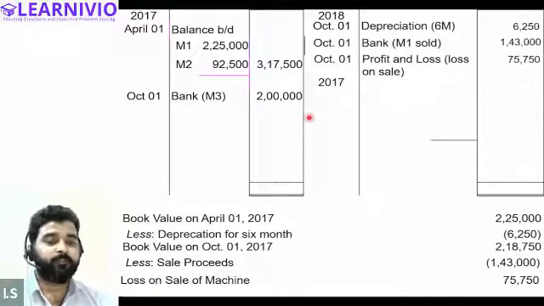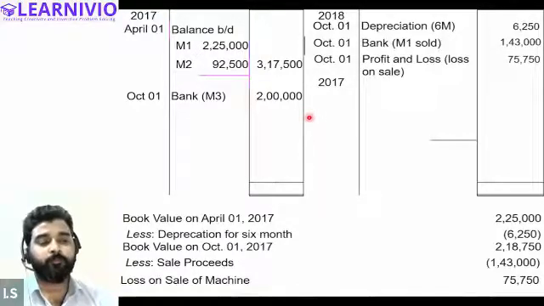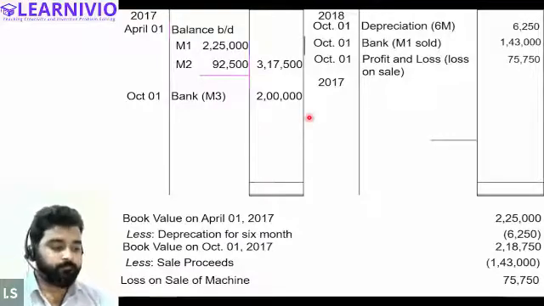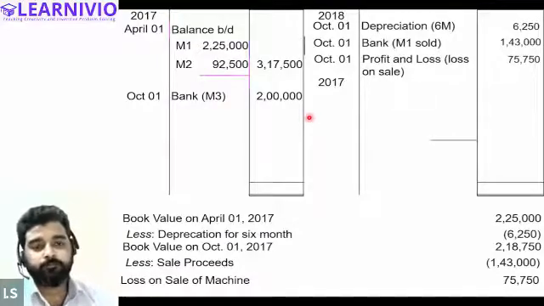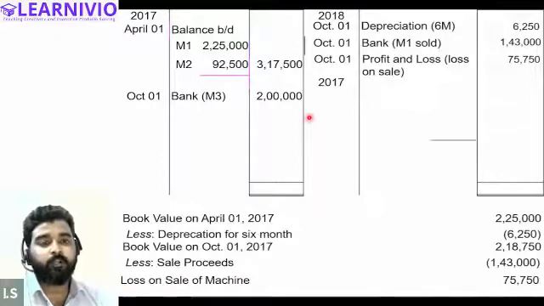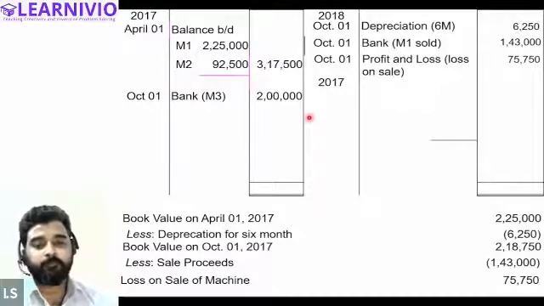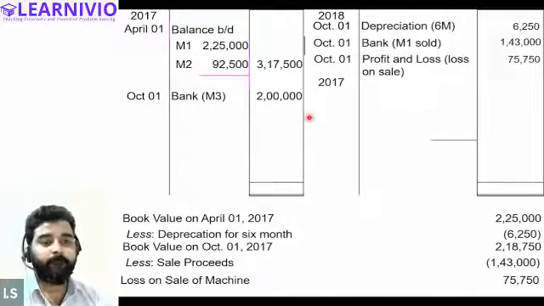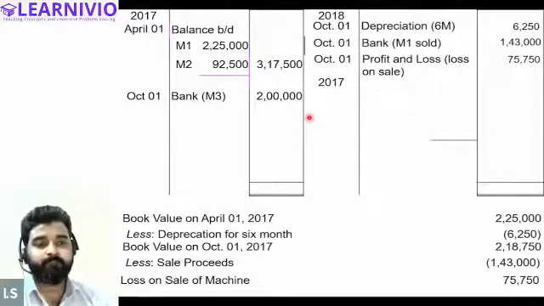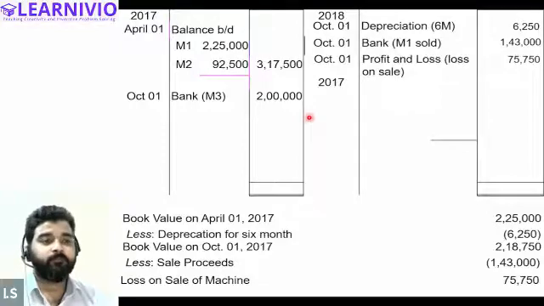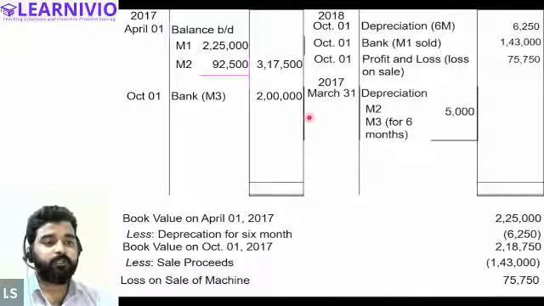Depreciation of 5,000 will be applicable on the second machinery, and on the third machinery, we will charge a 5% depreciation for only how many months? For how many months depreciation will be imposed on the third machinery? 6 months. For 6 months only. Halima, is that okay? Okay. Yes.